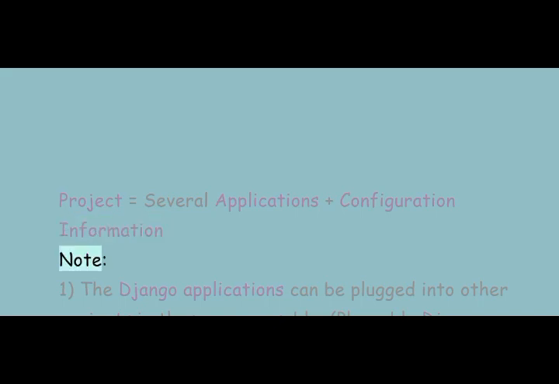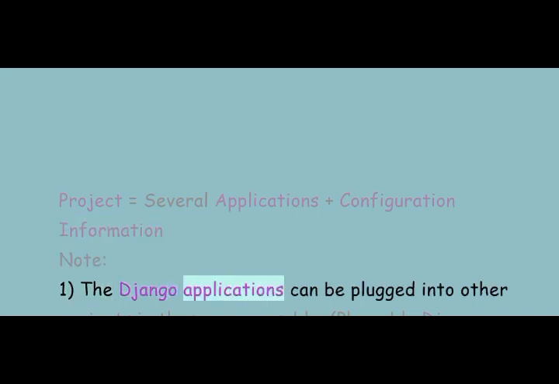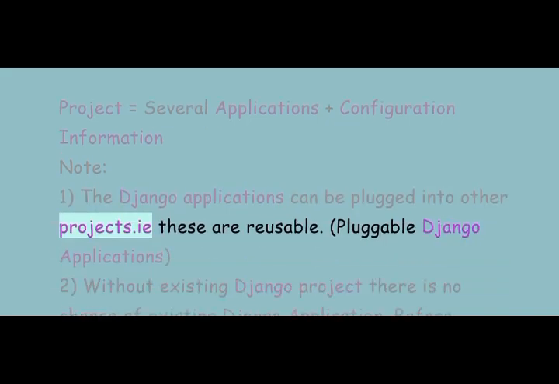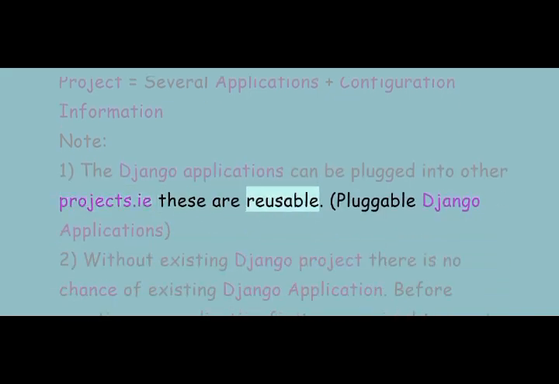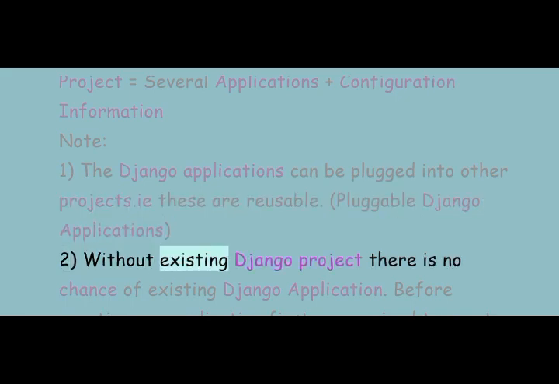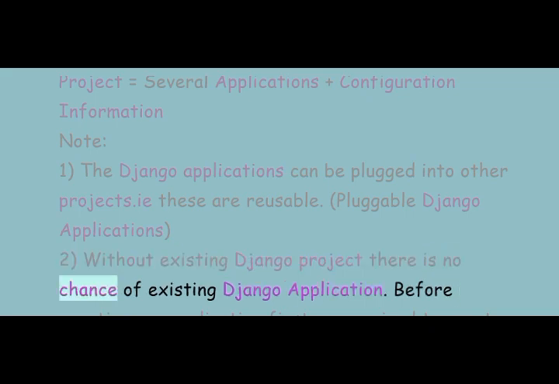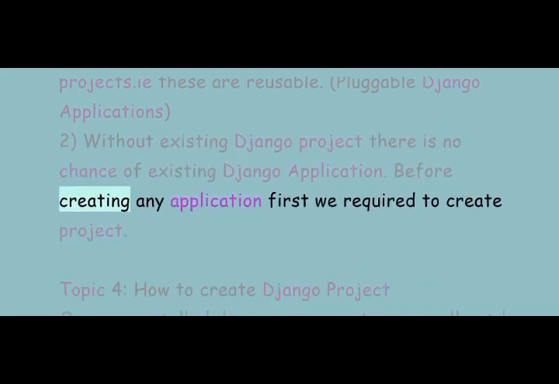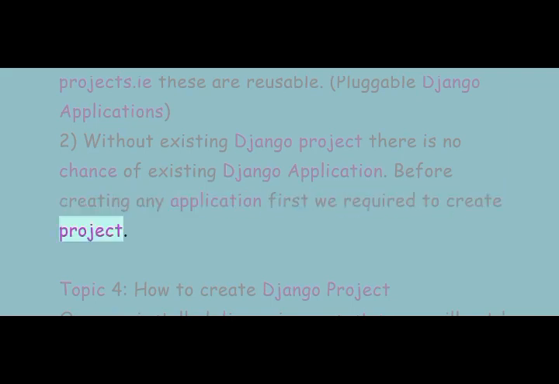Project is equal to several applications plus configuration information. Note: 1. The Django applications can be plugged into other projects, i.e. these are reusable, pluggable Django applications. 2. Without an existing Django project, there is no chance of an existing Django application. Before creating any application, first we are required to create a project.